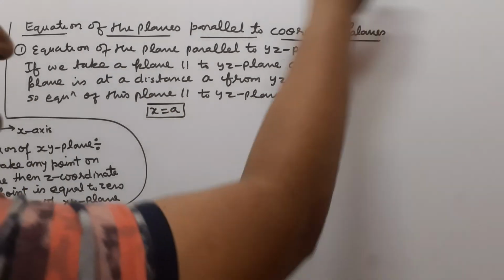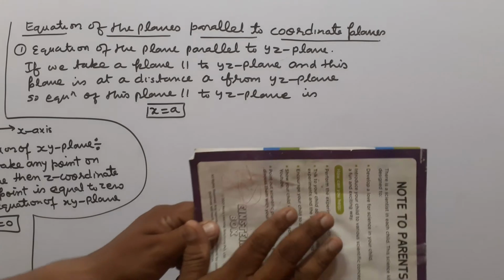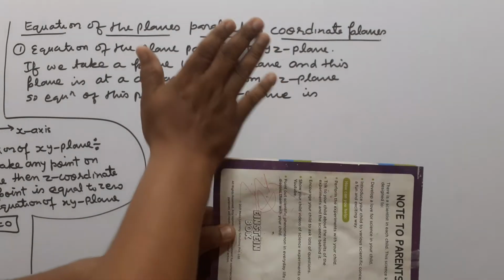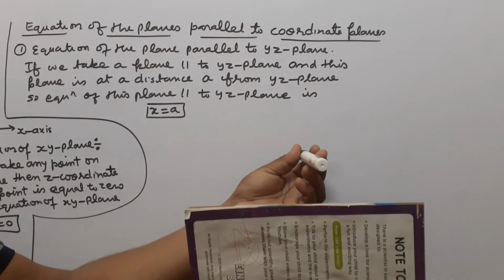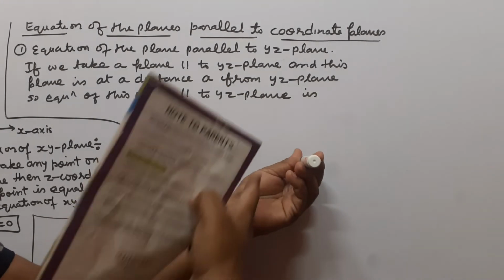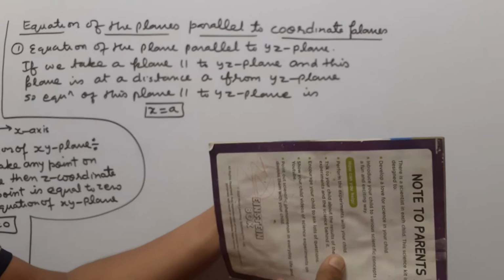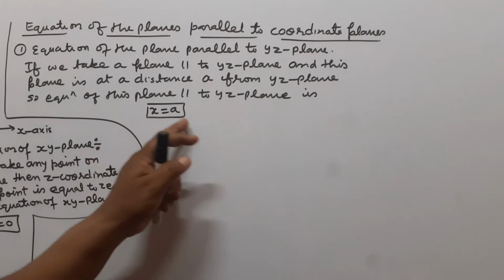Suppose that this board is the yz plane, and suppose that this is the plane parallel to the yz plane, and this is the distance between the yz plane and this parallel plane, and suppose this distance is a, so the equation of the plane parallel to the yz plane is x equal to a.